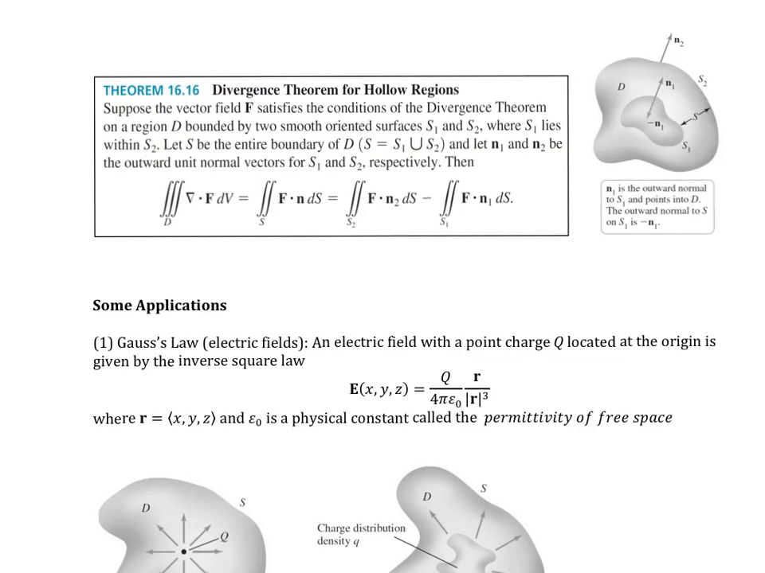The last thing I want to talk about is, again, we're not going to do any examples. This is just some topics that we should probably touch upon. In theorem 16.6, it's the divergence theorem for hollow regions, and I could have used this theorem in example 4, because remember, example 4 was a sphere going from a radius of 1 to a radius of 2. So I could have used this theorem instead and just computed the outer.